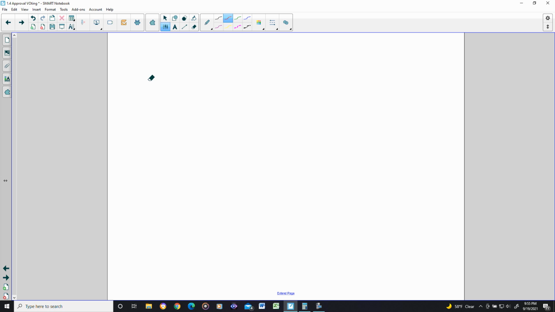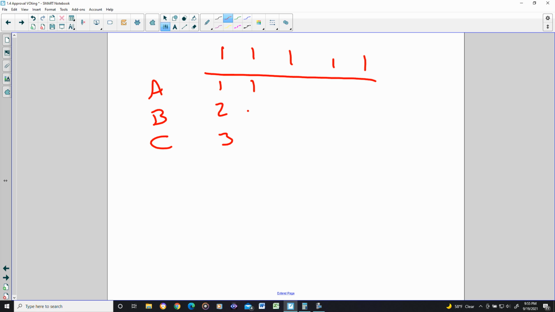Let's say we have candidates A, B, and C, and let's say there are five voters, one, two, three, four, five. Let's give them some preference rankings. Let's say for our purposes here, we get 1-2-3, 1-2-3, 1-2-3, 1-2-3. But the last person happens to vote 3-2-1. Okay?